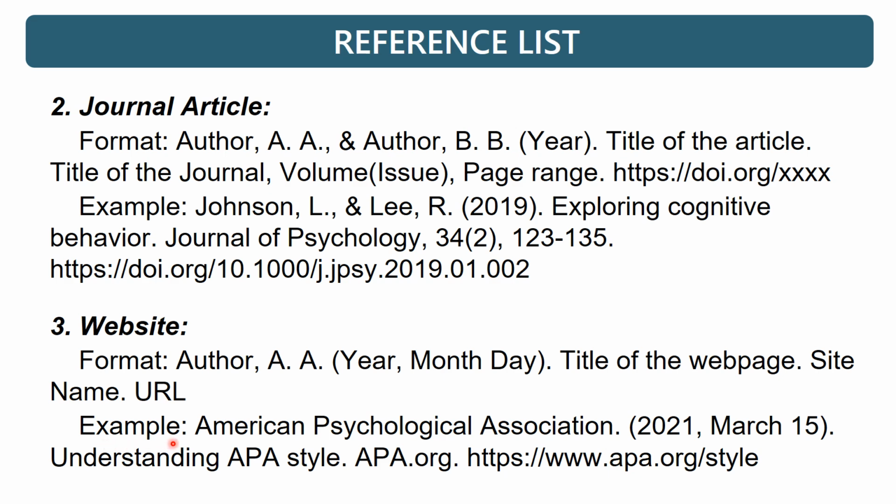Example: American Psychological Association. Then year is 2021, month and day, March 15. Title of the web page is Understanding APA Style, and the site name is apa.org, and the URL is here.